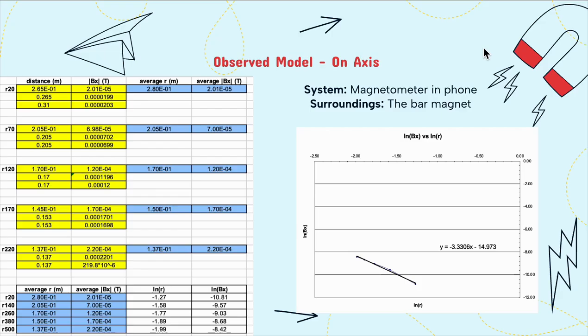So this is the observed model for the on-axis data points. I've shown the Excel values to the left. I'm not going to go into any detail though. Importantly, the system is the magnetometer in the phone and the surroundings are the bar magnet. And then also that equation right there that is shown in the Excel sheet is very valuable to us in the calculations shown here.